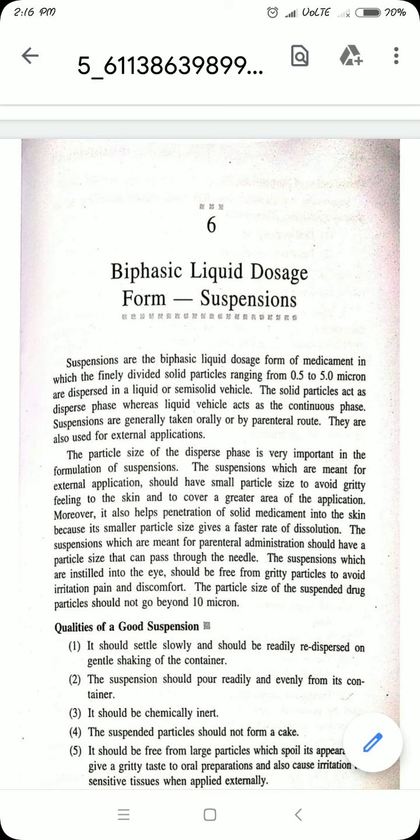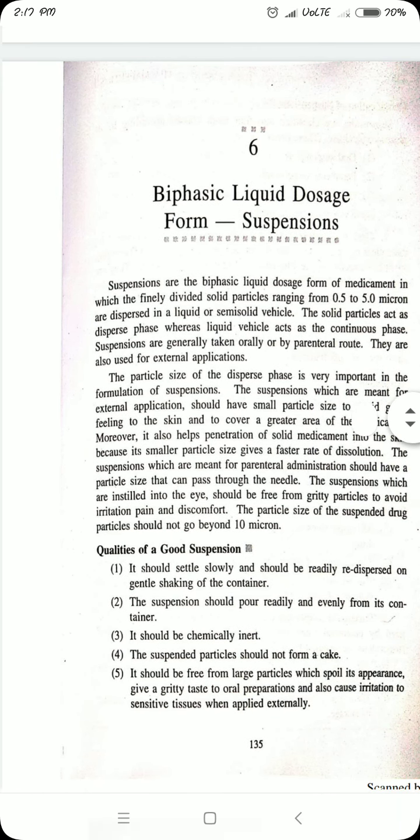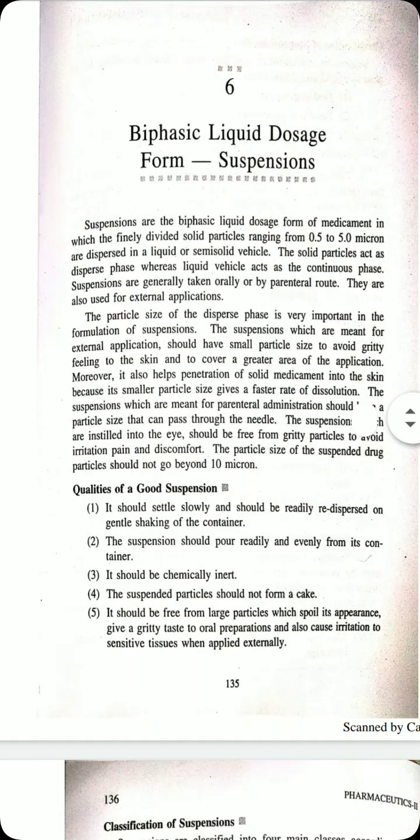What is a suspension? Suspension is the biphasic liquid dosage form of a medicament in which finely divided solid particles, ranging from 0.5 to 5 micron, are dispersed in a liquid or semi-solid vehicle. The solid particles act as the dispersed phase, whereas the liquid acts as the continuous phase. In the suspension, there are two phases. The first one is the dispersed phase and the next one is the continuous phase.